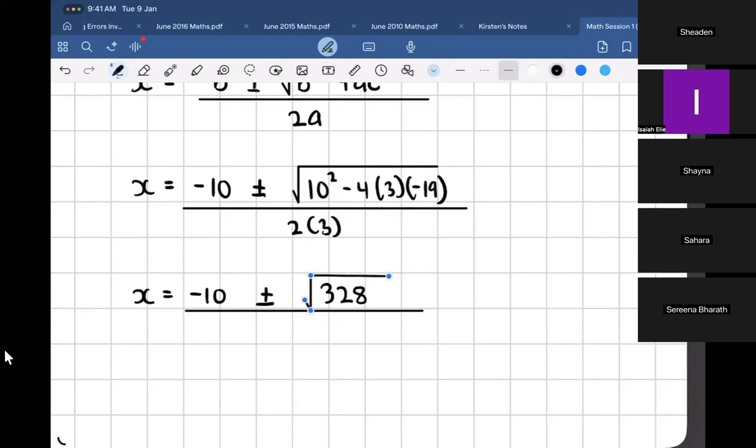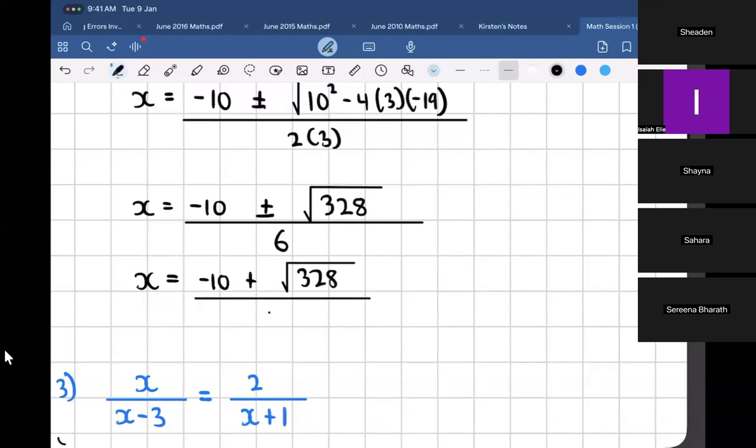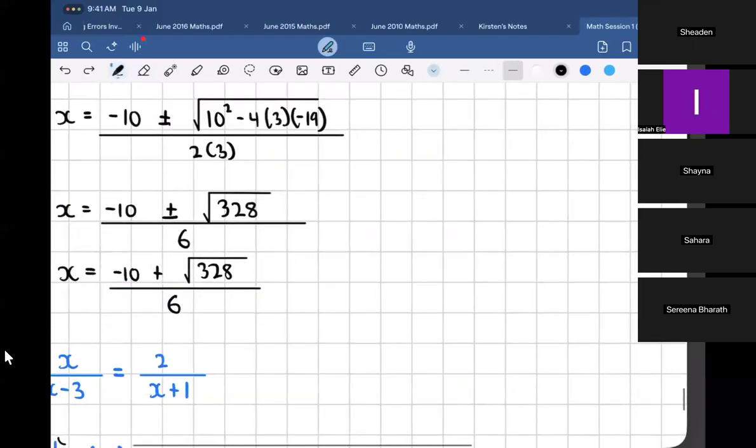I had a girl like that, because you see second exam, you don't have a calculator. And 2 by 3 is 6. So those are both of your answers. X is equal to negative 10 plus root 328. And if you want, you could plug this into your calculator and round it off to 2 decimal places. If they ask you for the exact answer, you're gonna leave it like this. If they ask you for the answer to 2 decimal places, you'll round it off.